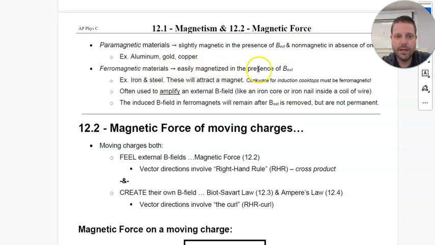Ferromagnetic materials are easily magnetized, and they will actually hold on to that. Although not forever, they will hold on to that magnetic field once they are placed in an external magnetic field. You may see this if you wrap a wire around a nail, for example. That nail will help to amplify the external field, and iron can carry a magnetic field by itself without having that external field still there.